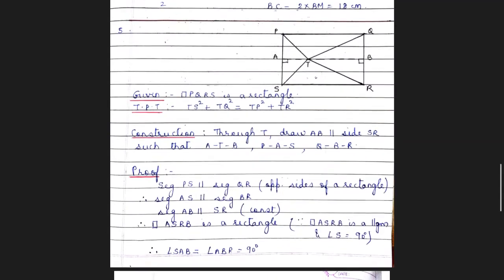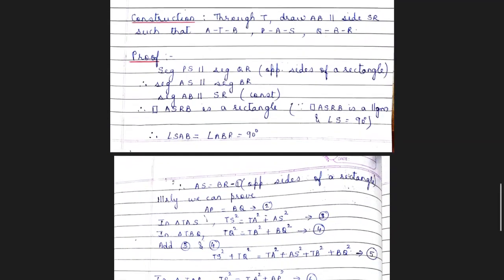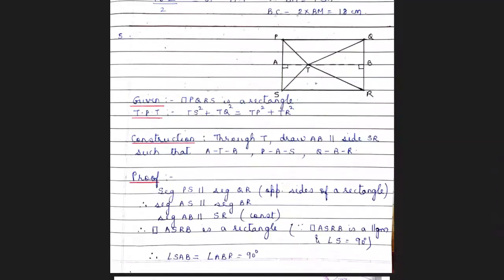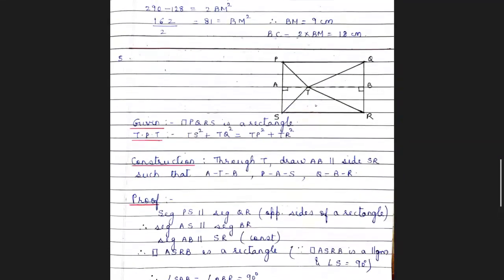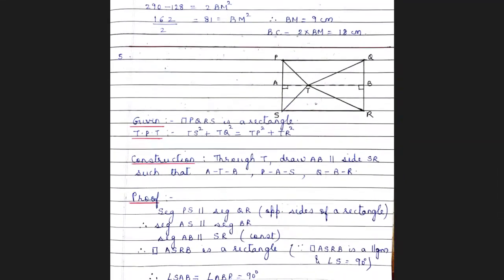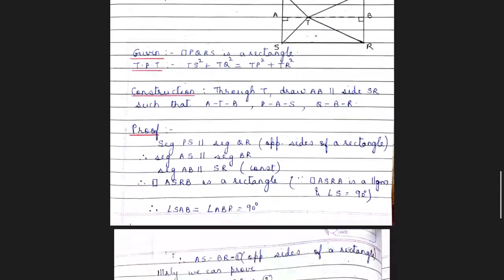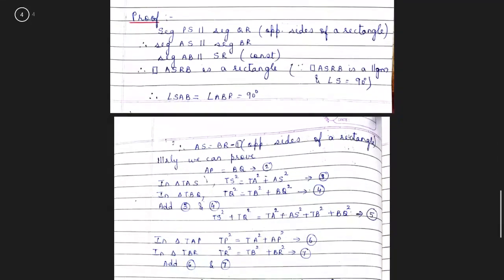Use Pythagoras theorem. What do you get? ST square or TS square is equal to TA square plus AS square. You get equation number 3. Similarly, TQ square is equal to TB square plus BQ square. Again, Pythagoras theorem, equation number 4. Add 3 and 4. You get TS square plus TQ square equal to, add up all the segments on the right hand sides: TA square, AS square, TB square and BQ square. Write it as equation number 5.